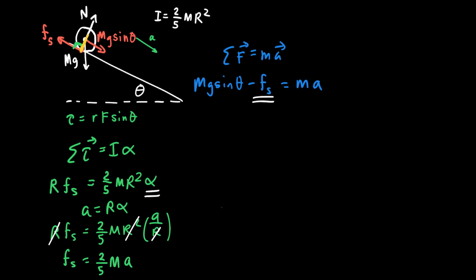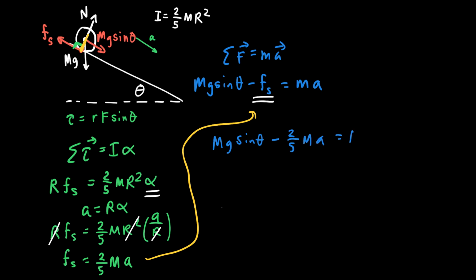And now this is an expression for the static friction force, which I can use in the equation that I have up above, my F equals ma equation. And so substituting that in, I get mg sine theta minus 2/5 ma equals ma. All three of those masses are the mass of the solid sphere, and so I can cancel those out since every term has a mass in it.